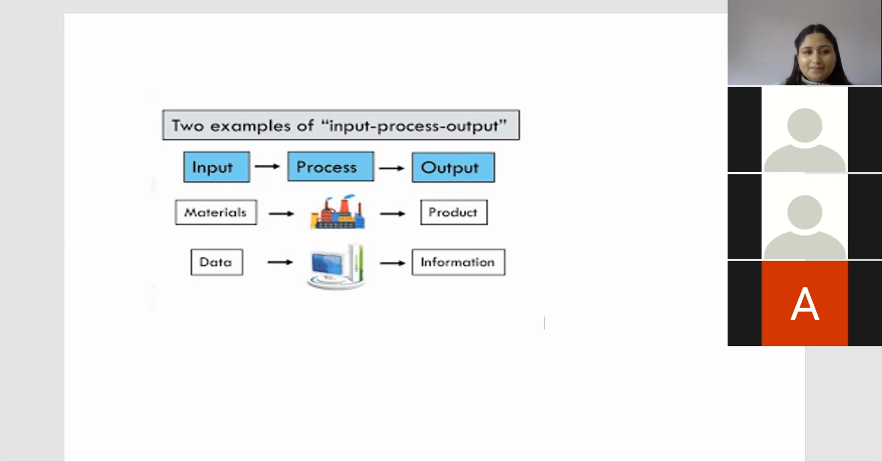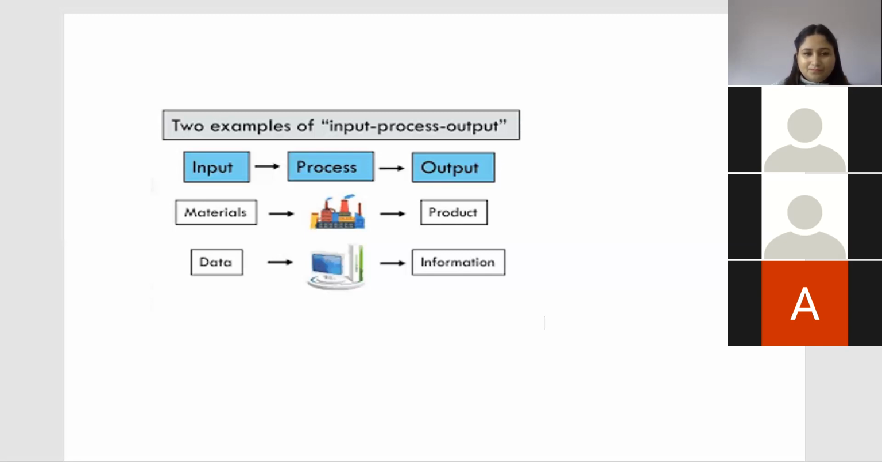I can see an interesting image in front of me. Let me have a closer look at the given random picture. After having a look, I can see it is a picture talking about two examples of input, process, and output. The first example includes materials as input, factories or industries as process, and final product as output.